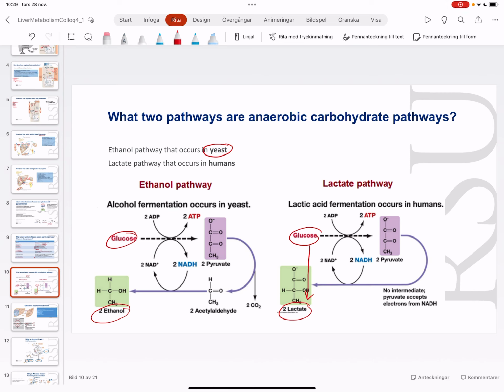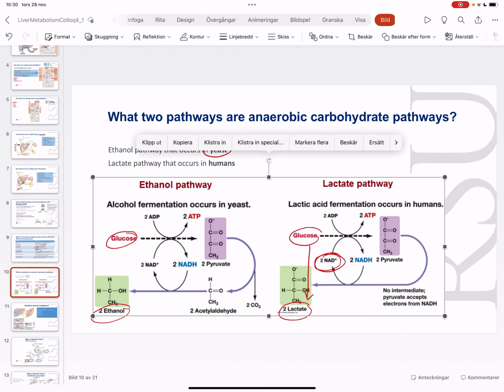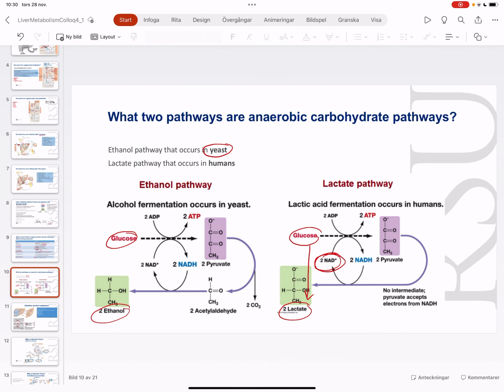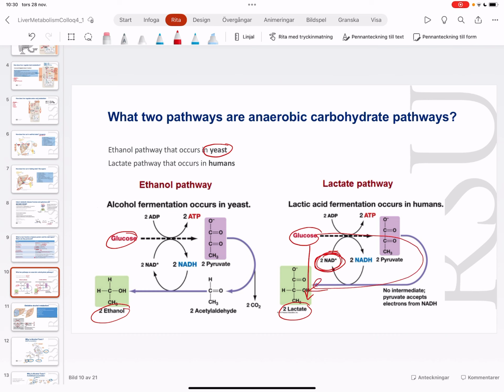So why does that happen? And this is something that we really have to know for our colloquium. Why does glucose get converted into lactate? Lactate really isn't the main goal. The molecule itself is not really used, but what we're interested in is the 2 NAD+ that is formed when forming lactate, because when we go from glucose to lactate, we will form these 2 NAD+.